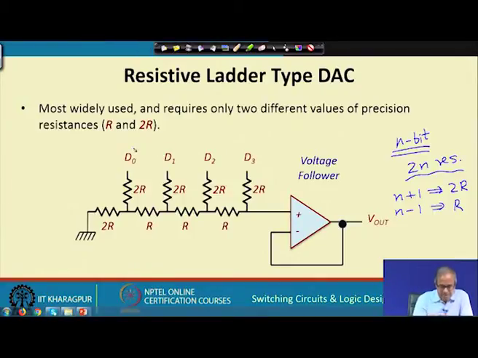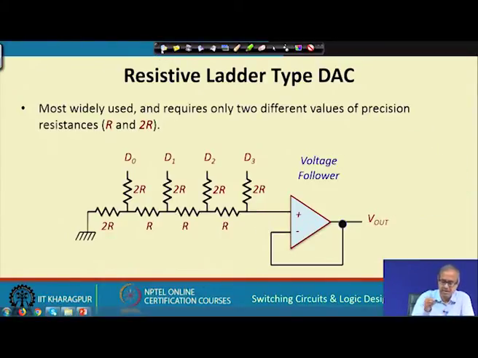Now, there is another point to note in this kind of a resistive ladder circuit. Here, we are not generating a current like in the weighted resistor type we saw earlier. In the weighted resistor type, we had generated a current which is proportional to the input digital word, and the op amp was converting that current into a voltage. But here, whatever we are getting here is a voltage, and this voltage is proportional to this digital word. Before going into how this voltage is proportional, let us talk about another kind of op amp connection. Let me work it out a little bit.